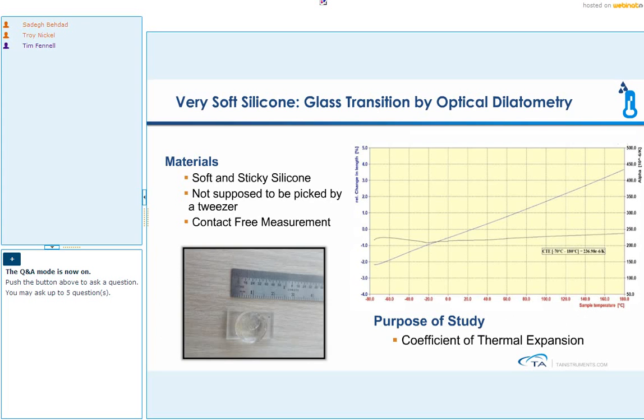Second example, this is a really good example. In this study, we were not supposed to pick up the sample by tweezer. So the customer really wanted a contact-free measurement. They even shipped us the sample, and that backing or support material that you can see was a really soft and sticky silicone. And we mounted it on the optical dilatometer. We looked at the dimensional changes with time, and the slope of that curve gave us the coefficient of thermal expansion.